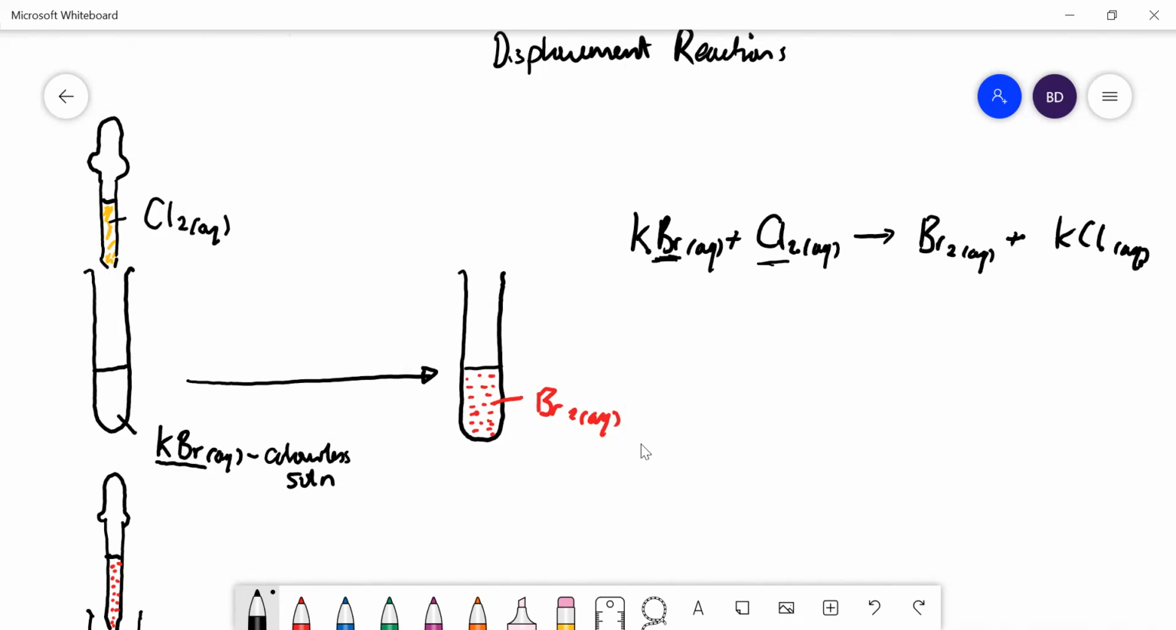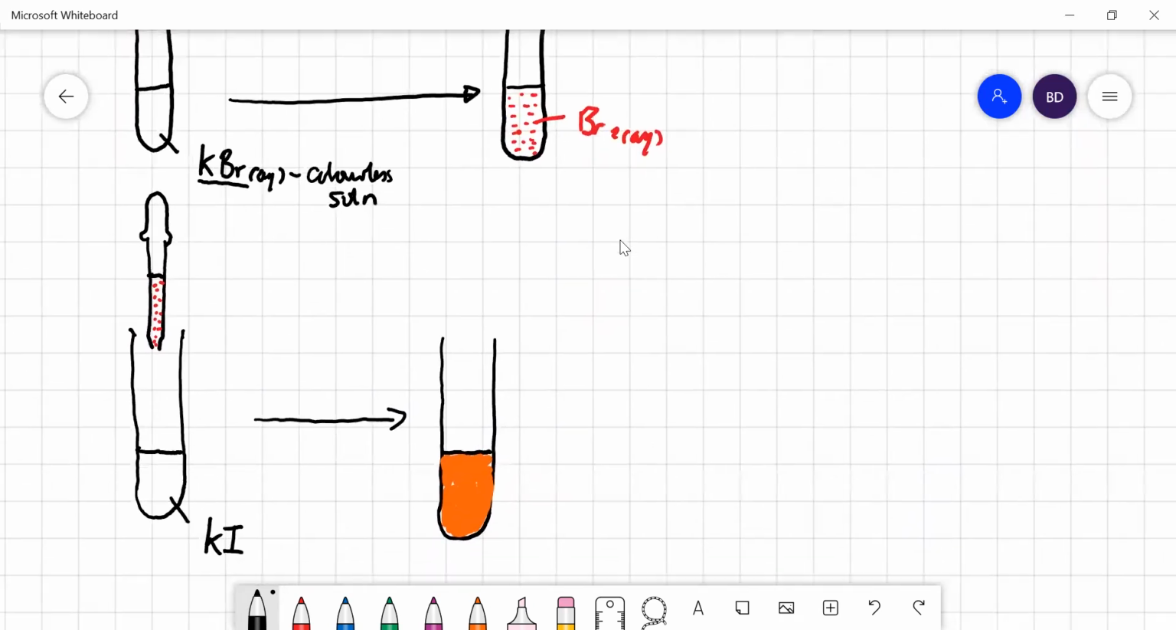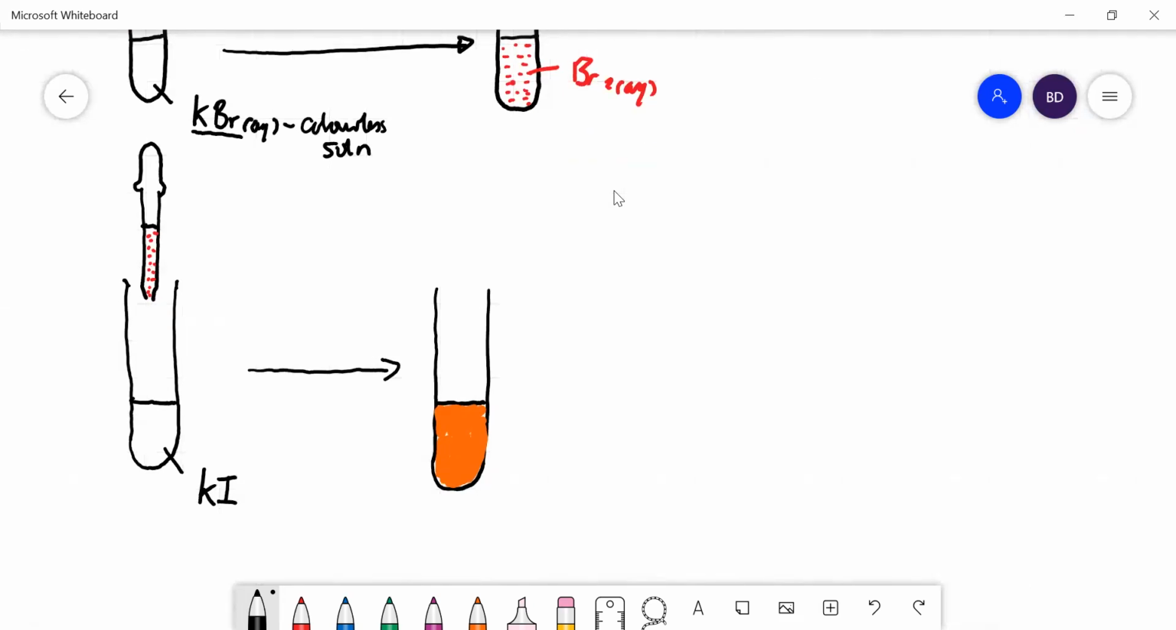Of course, if you remember the order of reactivity, fluorine is the most reactive, then chlorine, then bromine, and finally iodine. Right, so here is a second experiment which you can do. Here we've got a potassium iodide solution. Again, that's completely colorless. And this time we're adding bromine water. So that's bromine dissolved in water, which is a reddy brown color. Now you add some bromine water, and you get this very nice dark brown solution.